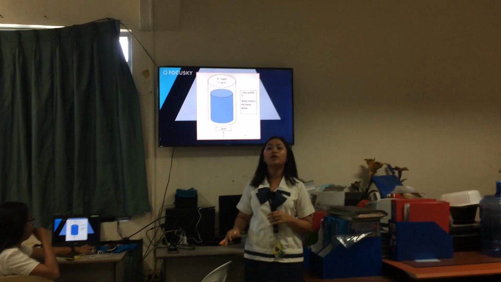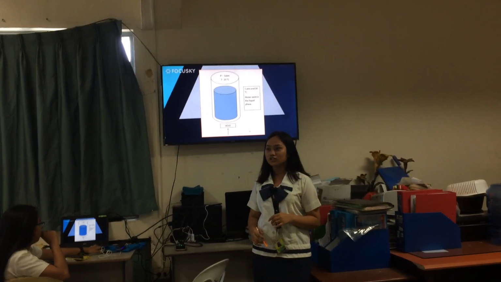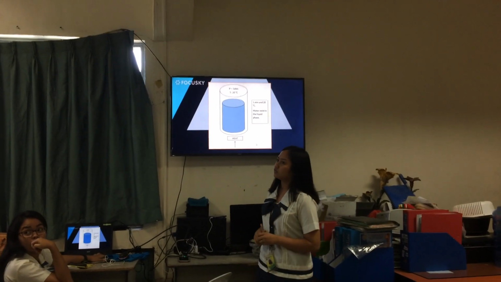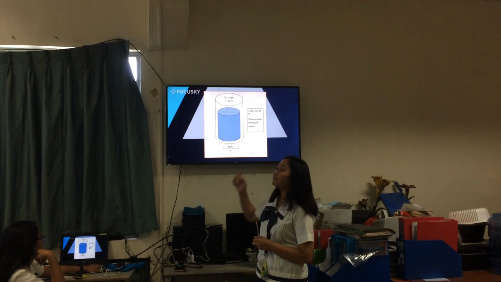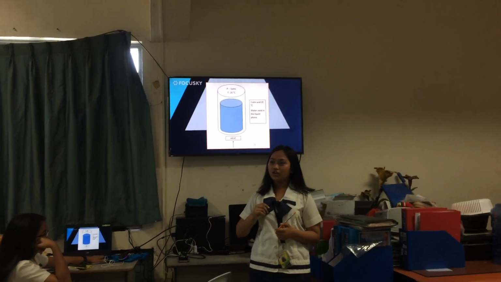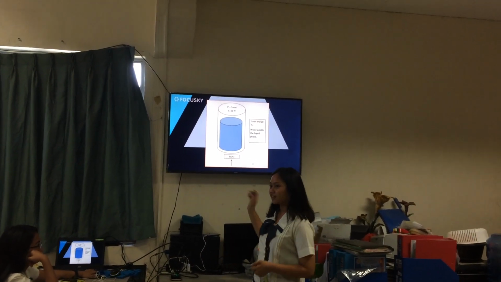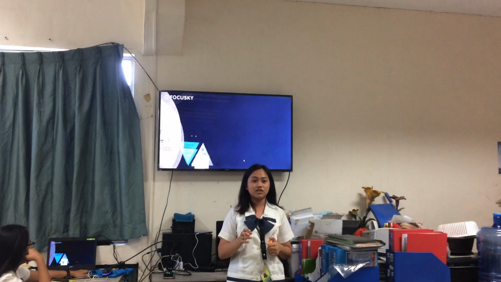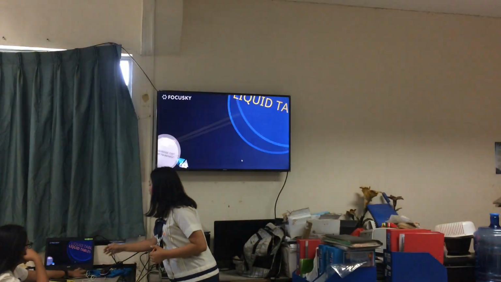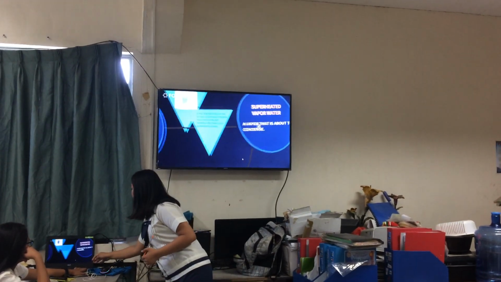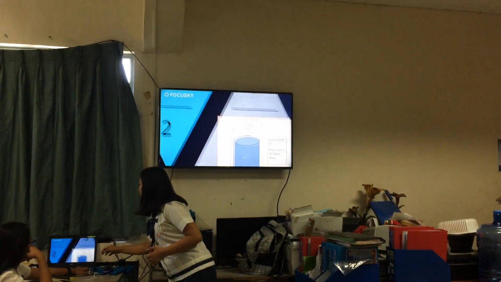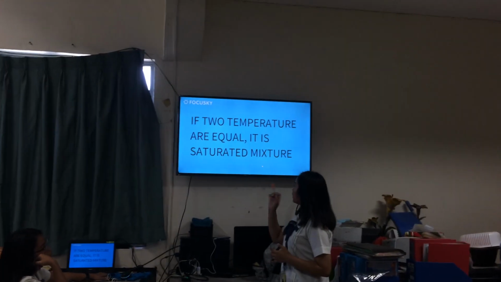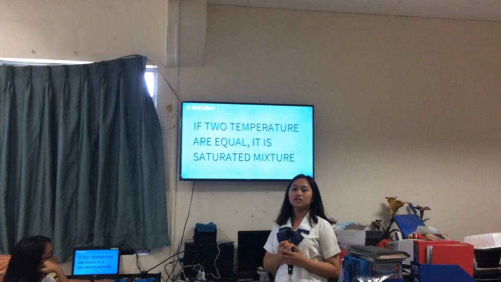What is saturated water? Water at 100 degrees Celsius is saturated. If it has not reached 100 degrees Celsius, it is not saturated water. So how do we know it is saturated water? If the two temperatures are equal, it is then a saturated mixture.